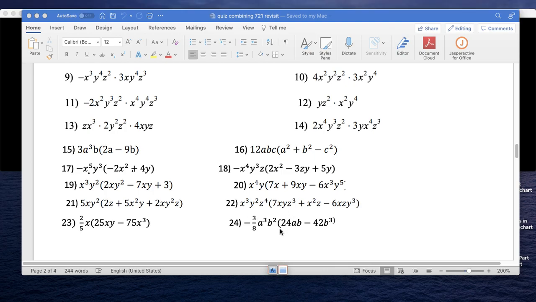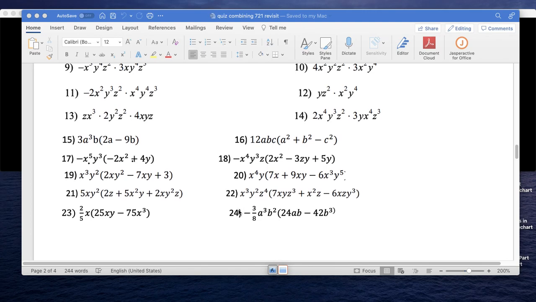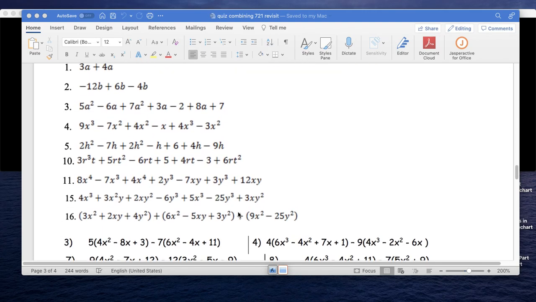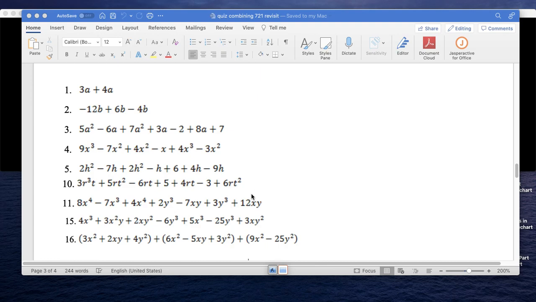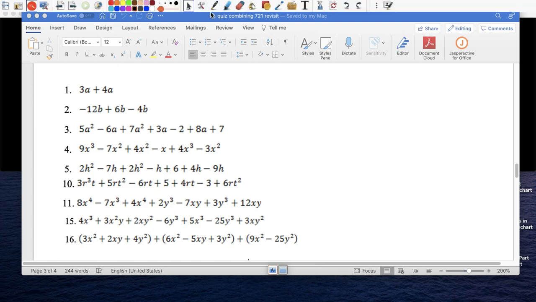So now you have a whole section of distributive property that you can practice. This from 1 to 16 was literally just combining like terms. Nothing crazy here. 3a plus 4a. Can I combine these? Yes. When you combine like terms, when you're adding or subtracting, all you do is work with the coefficients. So 3 and 4 is 7, and 7 what? 7a. That's it. That does not say 3a times 4a, which is different.